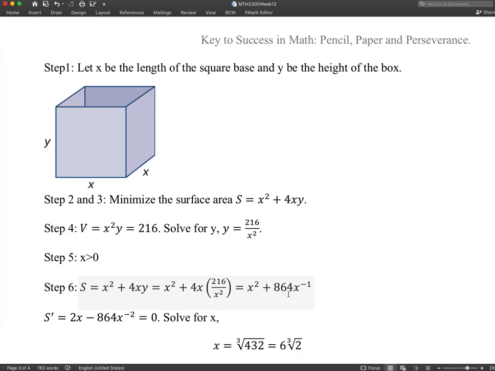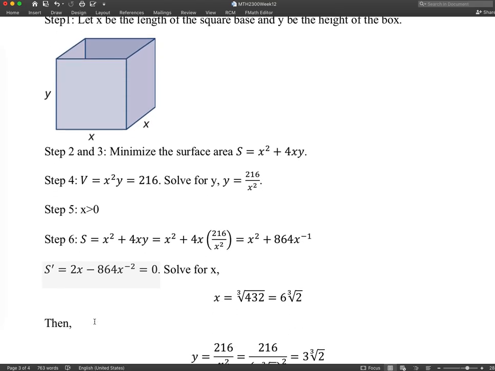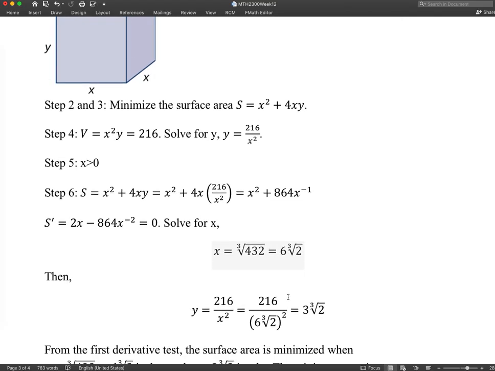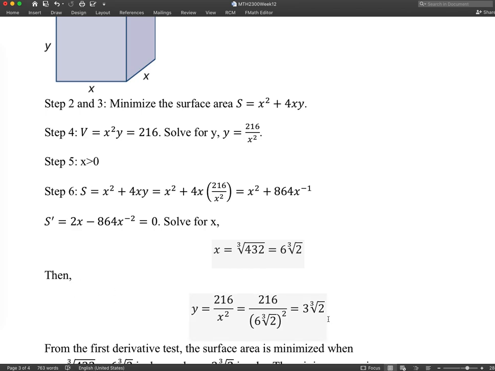To find a maximum or minimum, we calculate the derivative and find the critical point, using S prime. The critical point I found turns out to be the cube root of 432, which can be simplified a little bit as 216 times 2. The cube root of 216 is 6, since 6 to the power of 3 is 216. So x is 6 times the cube root of 2. Accordingly, you can find y: y is 3 times the cube root of 2.